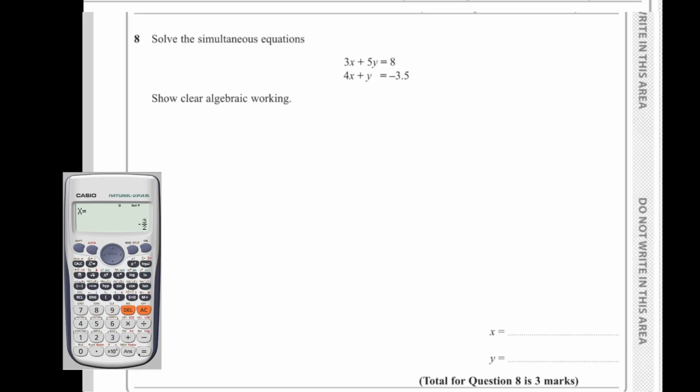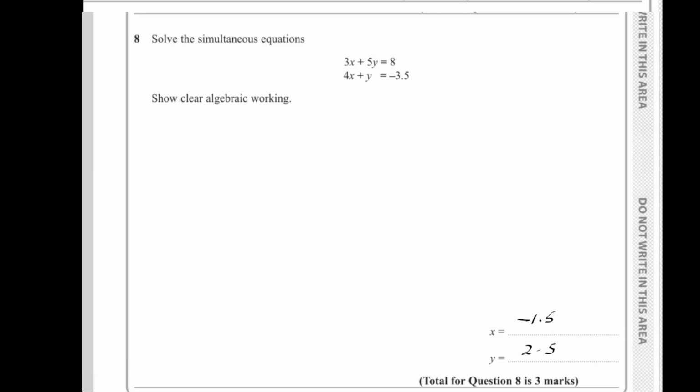Let's see what the answers are. We are getting minus 3 over 2, and the next one is 5 over 2. So we have two answers: minus 3 over 2, or minus 1.5, and the other one is 5 over 2, which is 2.5. So we are fine with this one. Then let's start working through this one.